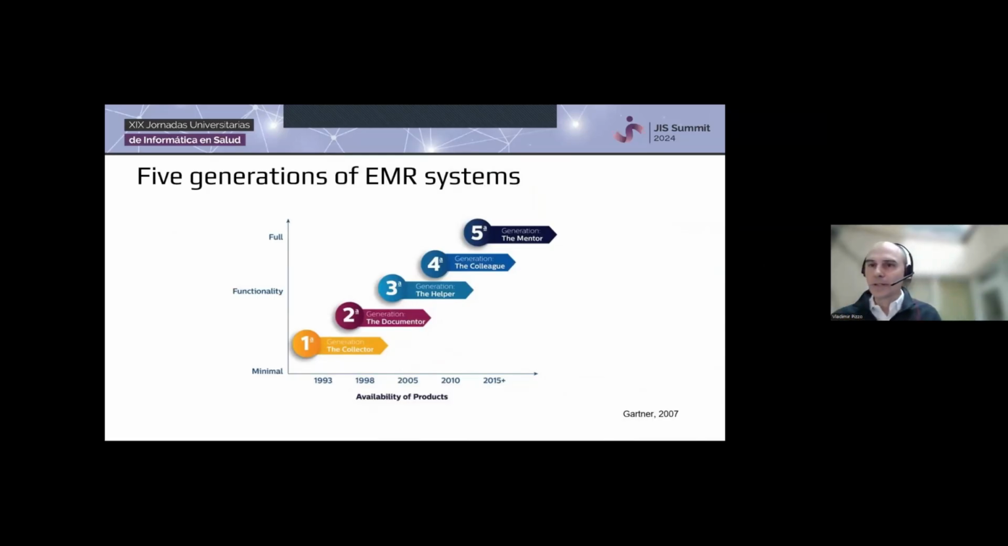A couple of years ago, there was a promise that some systems or the technology could support us. And I liked very much this prediction from Gartner in 2007, mentioning that health systems, in special EMR systems, would go through five generations of products that would start collecting data, then start supporting documentation, helping and supporting as a colleague, and theoretically or ideally even support us in mentoring the healthcare professionals. As you can see here, the predictions were for that to be in place in 2015 onwards.